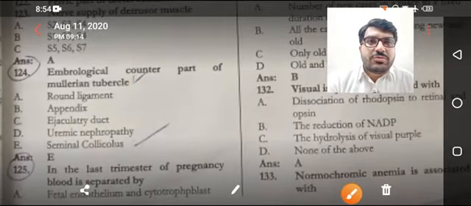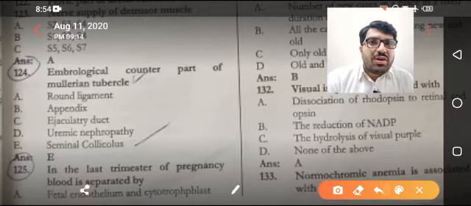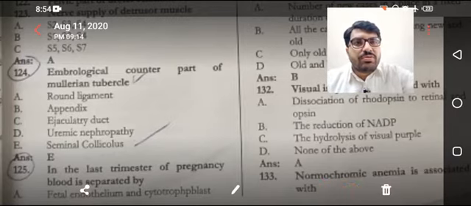Embryological counterpart of the Mullerian tubercle: the Mullerian tubercle or Mullerian eminence gives rise to the seminal colliculus, the right option.